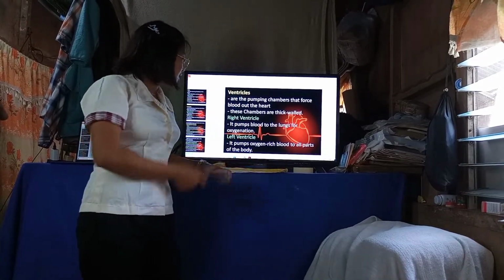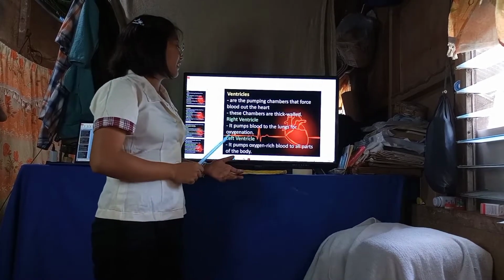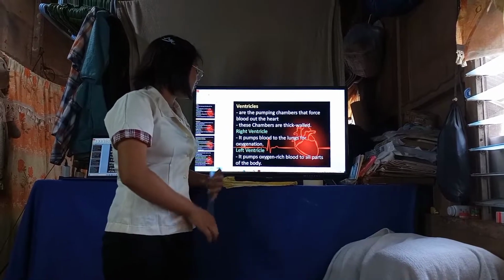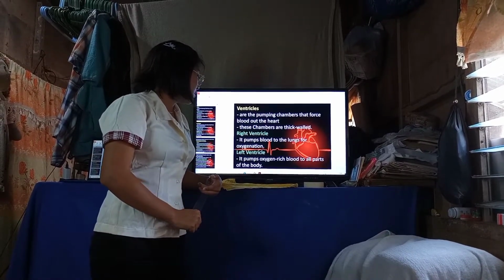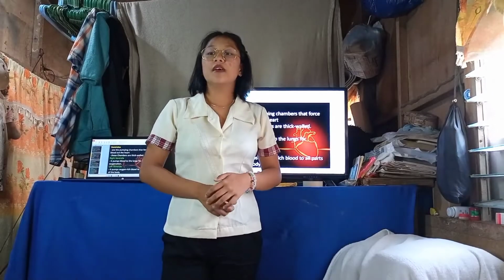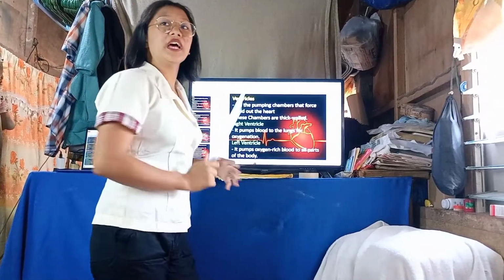So, right ventricle, it pumps blood to the lungs for oxygenation. So, it pumps blood to the lungs for oxygenation. Left ventricle, it pumps. So, by the way, could someone explain what is oxygenation? Okay, please stand, Ronaldin. Okay, oxygenation. Thank you for that, Ronaldin.